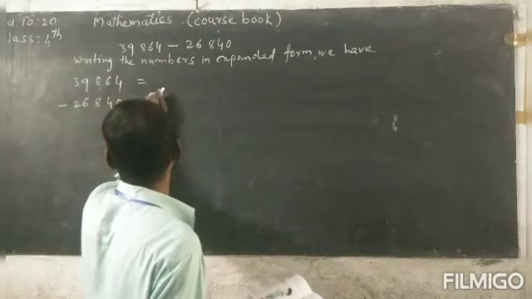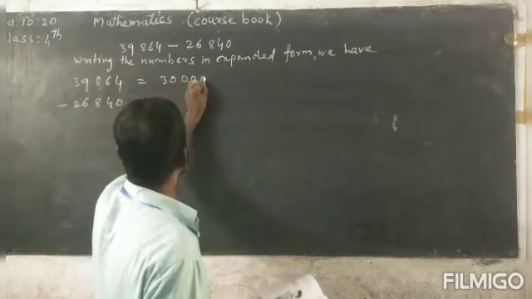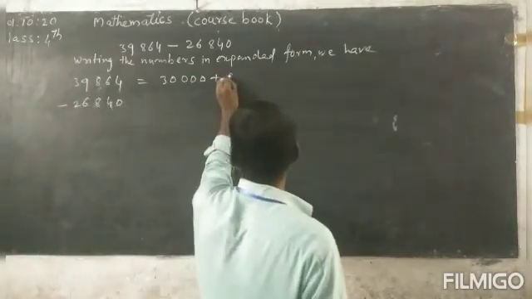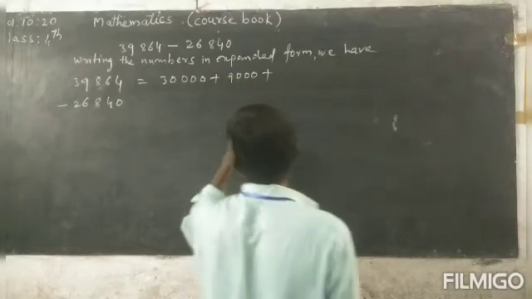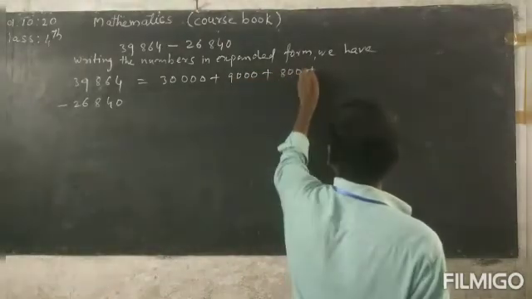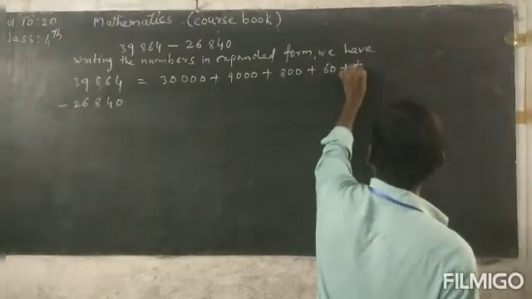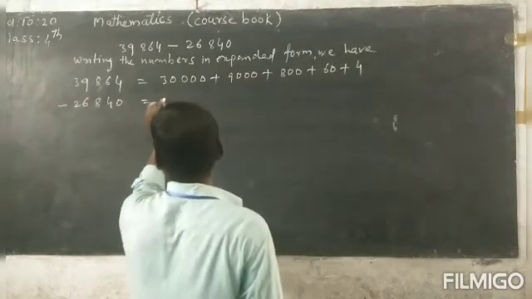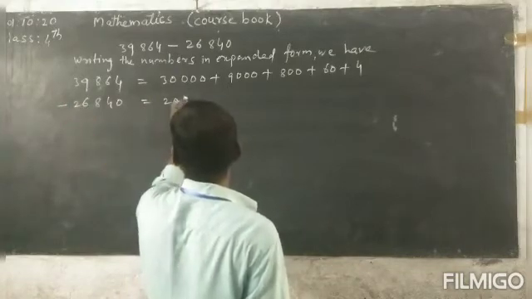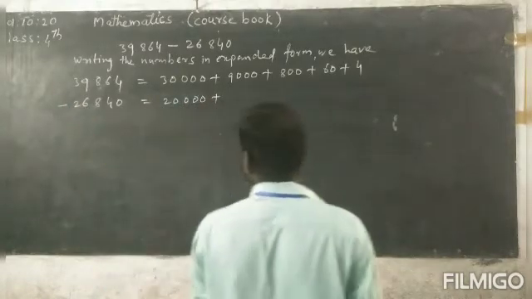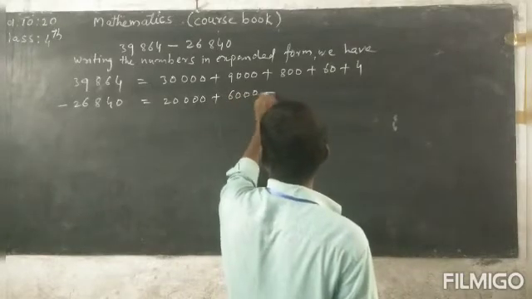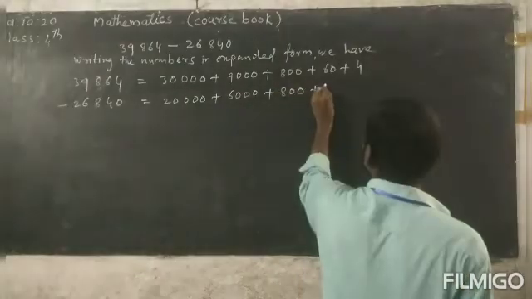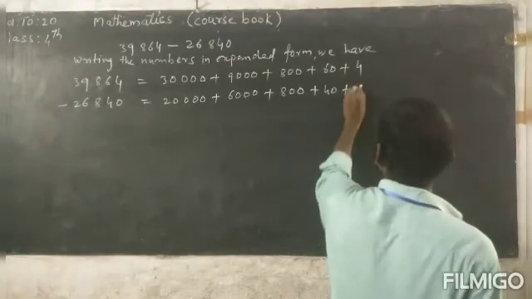See first, this is the expanded form: 30,000 plus 9 is in thousands, plus 9,000 plus 800 plus 60 plus 4. Next, 2 is in the 10,000 place, plus 20,000 plus 6,000 plus 800 plus 40 plus 0.